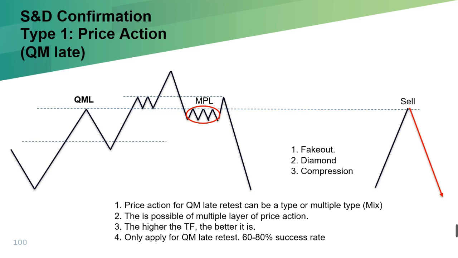There's no point, because you can't even know where the QML is, you can't even know where the MPL is, and of course you do not know what the price action is. So this is the first type of confirmation.